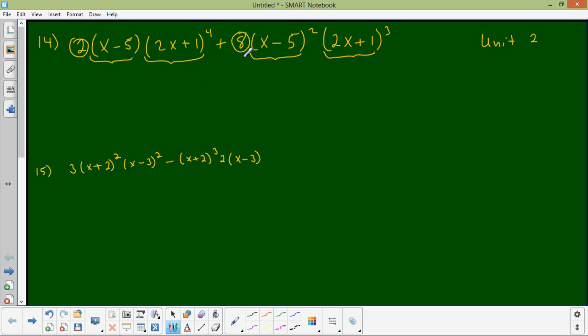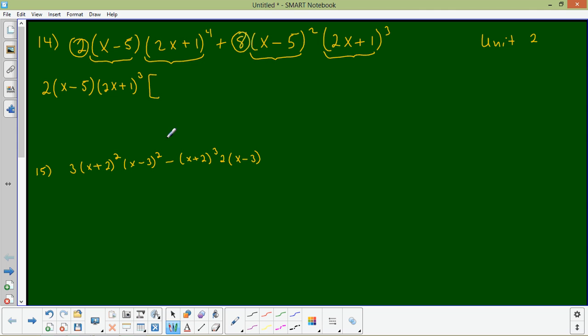So you factor out the lowest power you see for each term. Here we have a 2 to the first. And 8, of course, is a multiple of 2. So we're going to factor out a 2. The x minus 5 in the first term appears once, so we factor out x minus 5 to the first. And the 2x plus 1 quantity appears in the first part of the expression to the fourth power, and in the second part of the expression appears to the third power, and so we factor it out to the third power. Now, typically what you'll see is people will make a bracket there. It means nothing more than a parenthesis.